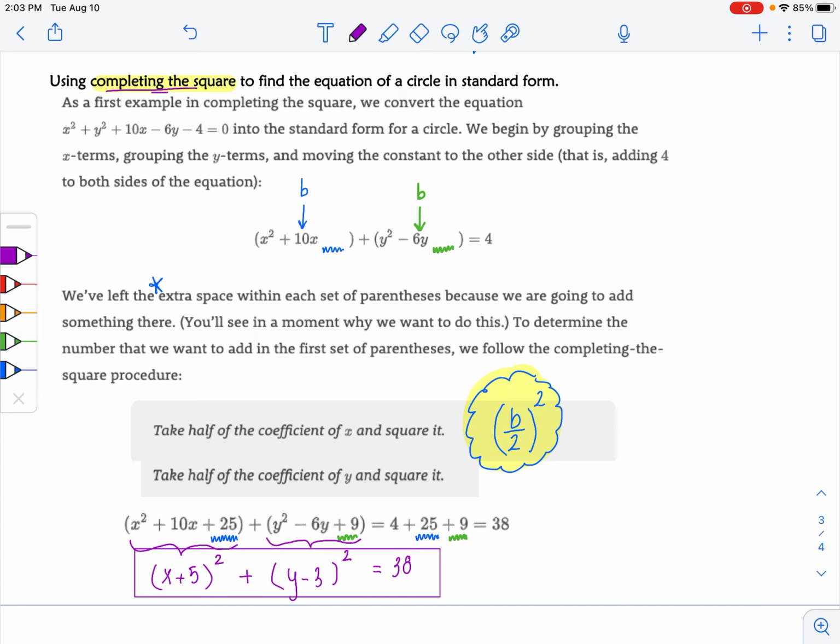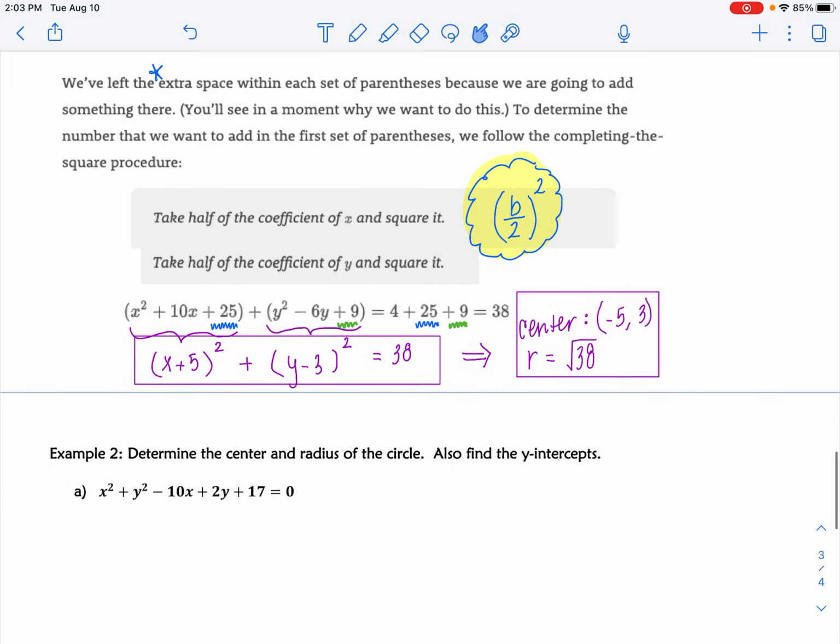We got it to our standard form, which from here it's very easy to see what my center is. Center is opposite of that x value, opposite of the y value. And my radius is always the square root of the right side. Because remember, in standard form, it's r squared. I don't want what r squared is. I want r. So square root of 38. If you are able to simplify your square roots, please do so. Simplify those radicals. If you need help with that, please ask, but it is expected that you can simplify those radicals.